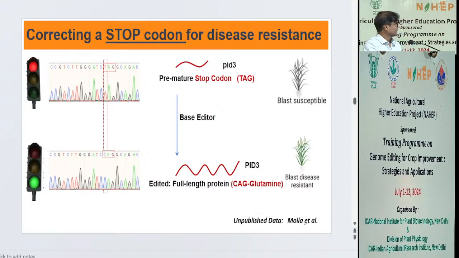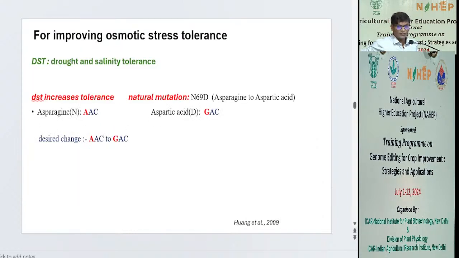And then the second one, I think most of you probably know this gene DST, drought and salinity tolerance, because already Vishwanathan Chinnaswamy sir's group has mutated this gene using canonical CRISPR-Cas9, meaning knocking out. Okay, but if you read this paper, Huang et al. 2009, it's a Genes and Development paper. Here they say that this original natural DST mutant is due to N69D mutation. What does it mean? N means asparagine and D means aspartic acid. So asparagine से aspartic acid हुआ है, and that's the reason of mutation. And this is the mutation for the DST phenotype, drought and salinity tolerance phenotype.